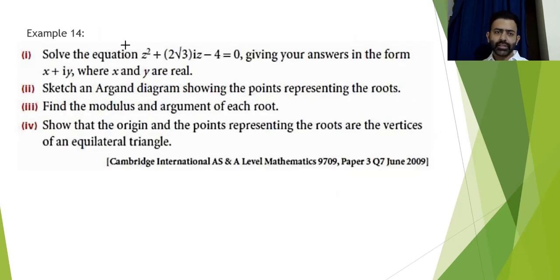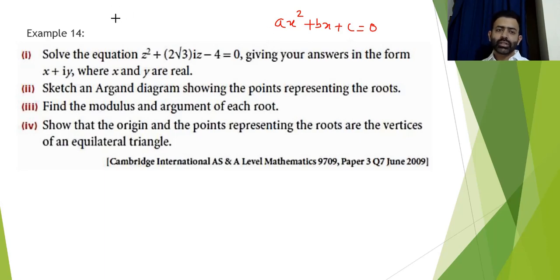The next example says that we have to solve this equation, giving your answer in the form x plus iy. Remember that this is now a quadratic equation whose coefficients are complex. It is not that the equation is complex just because we have included the variable as z. The general form is az squared plus bz plus c equals 0.